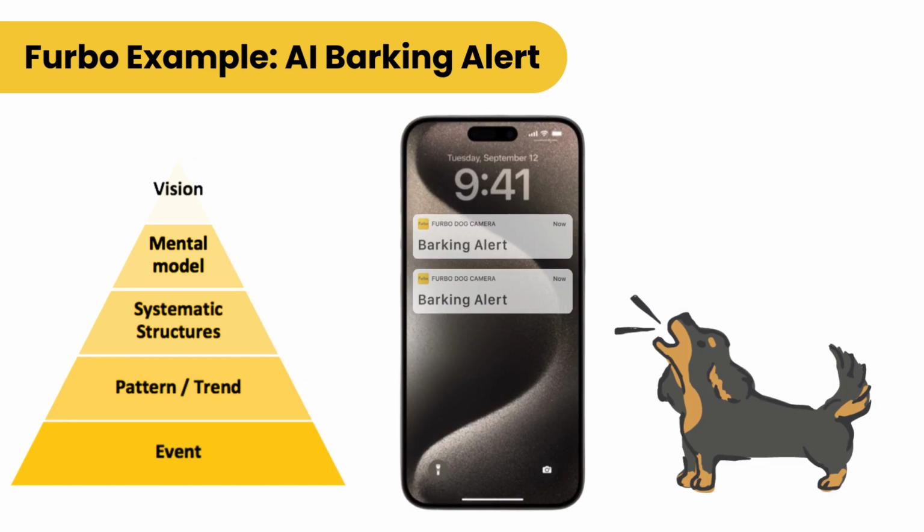So by shifting our mindset and looking at the bigger picture through levels of perspective, we were able to improve the product experience significantly, making the barking alert much more useful and less annoying without needing to completely overhaul everything. Exactly. Sometimes solving a problem isn't about making drastic, complicated changes. It's about understanding the deeper levels, especially your vision and mental models, and then focusing on the right priorities to align with them. And that's the power of levels of perspective in action.